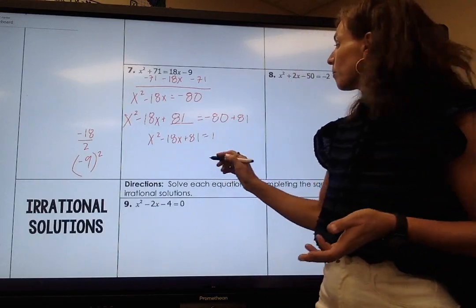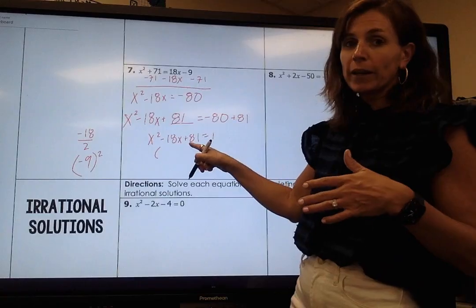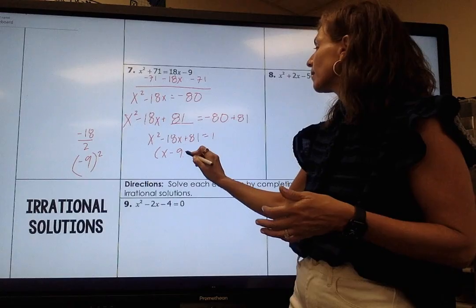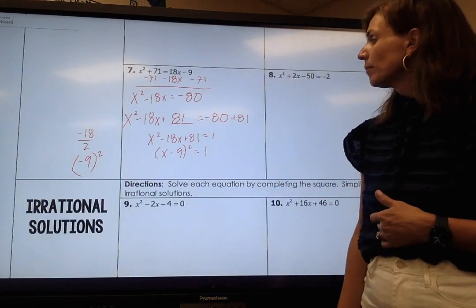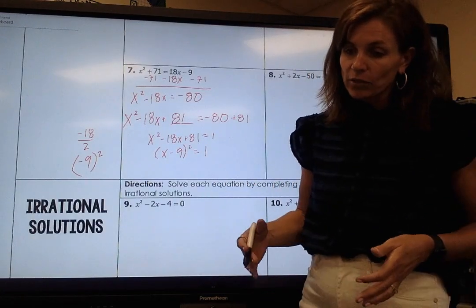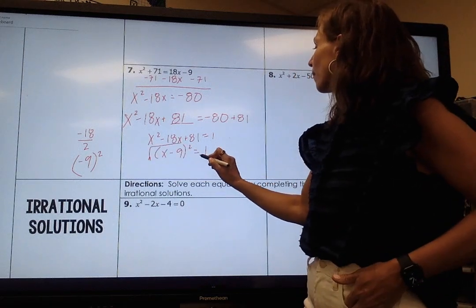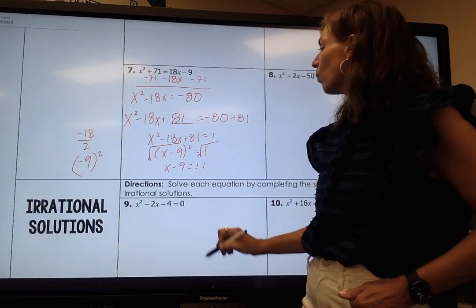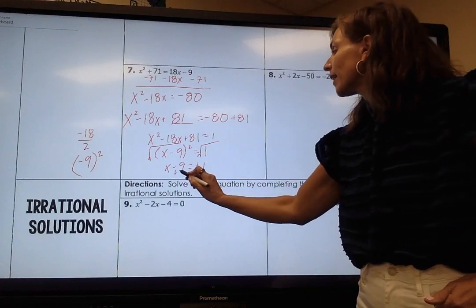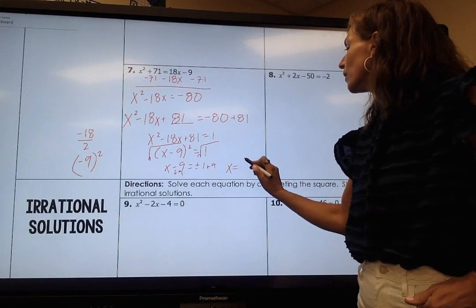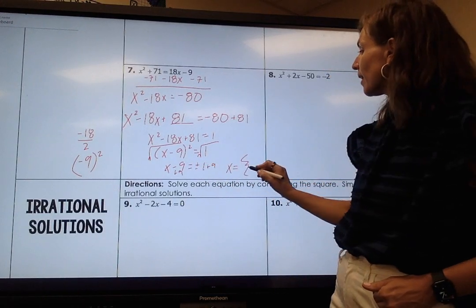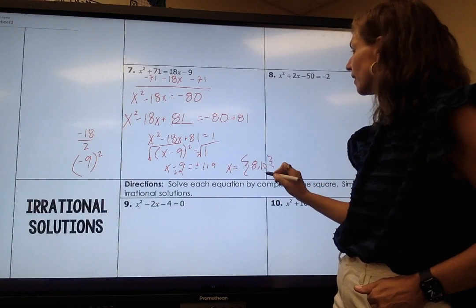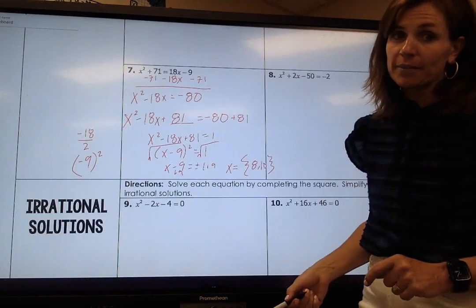Now I can do that perfect square. So two numbers that multiply together give me 81, and add together to give me negative 18 is negative 9. So x minus 9 squared equals 1. And again, what do I do here? I take the square root of both sides. So I get x minus 9 equals plus or minus 1. Now I'm going to add 9 on both sides, and I get two answers here. I get a negative 1 plus 9, which is 8, and I get a 1 plus 9, which is 10. And that gives me the answers of 8 and 10.